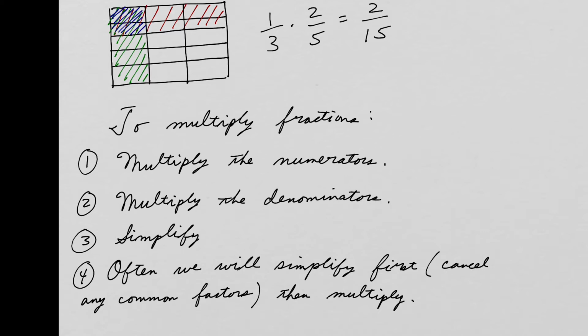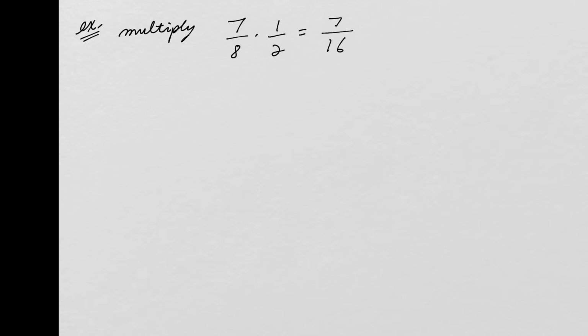Okay, so for example, let's say I want to multiply 7/8 times 1/2. I try to simplify first. There's nothing I can cancel. 2 doesn't go into 7, and there's nothing that goes into both 7 and 8. So there's nothing I can simplify. I'm simply going to multiply numerators: 7 times 1 is 7. And then denominators: 8 times 2 is 16. So 7/8 times 1/2 is 7/16.